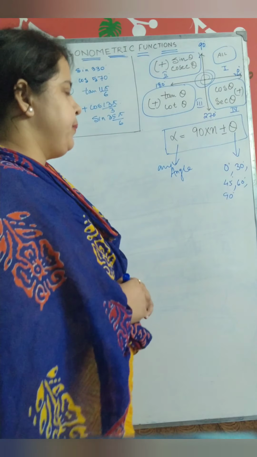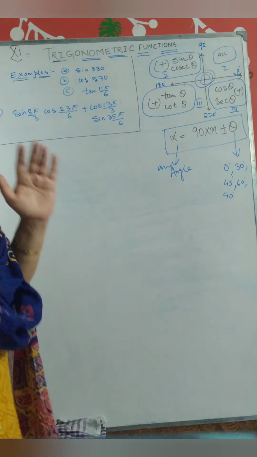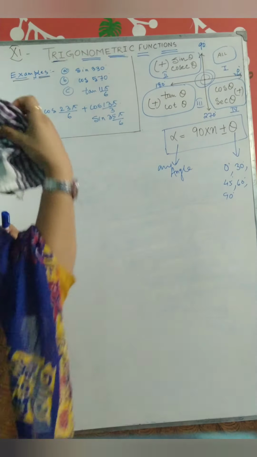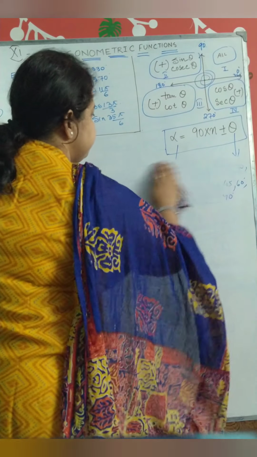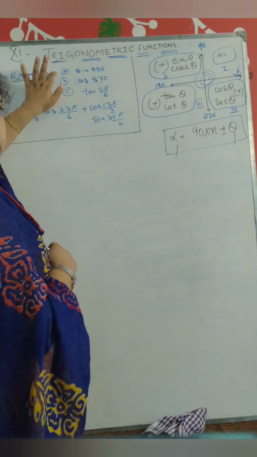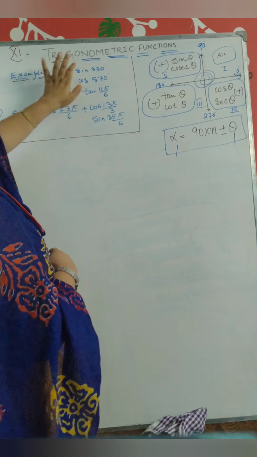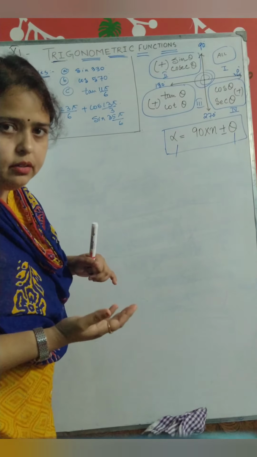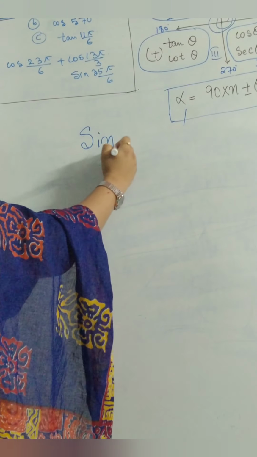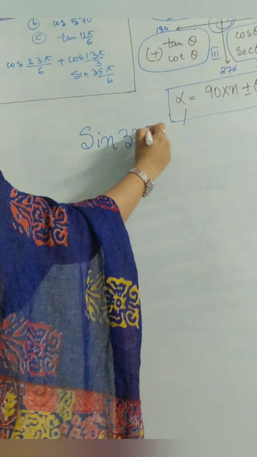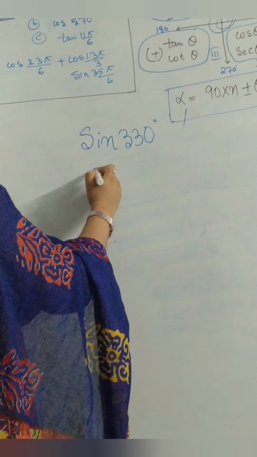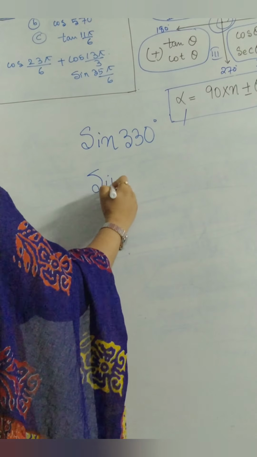Fine. Now let's do a problem to get a broader idea of this. Let us assume an angle alpha. The first example is sine 330, and I am here to find out the value. Sine 330 degree. What will you do? Listen.